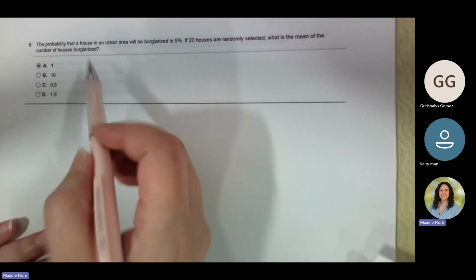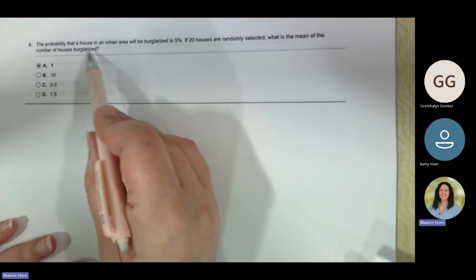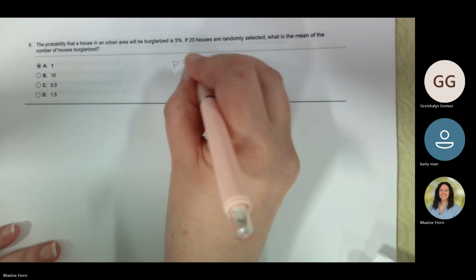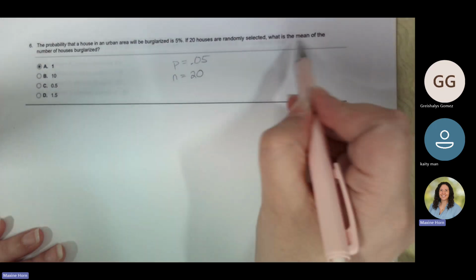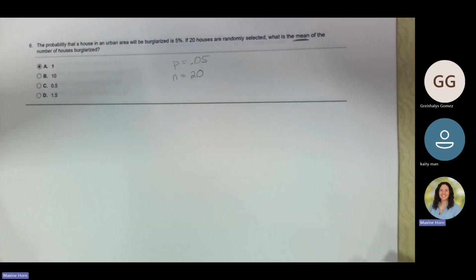So, okay, they said that the probability that a house will be burglarized is 5%. That's P, probability, 5%. Write it as a decimal. If 20 houses are randomly selected, well, that's an N, right? That's a sample size, a number of houses. What is the mean of the number of houses burglarized, right? What are they asking us for? They're asking us for the mean.